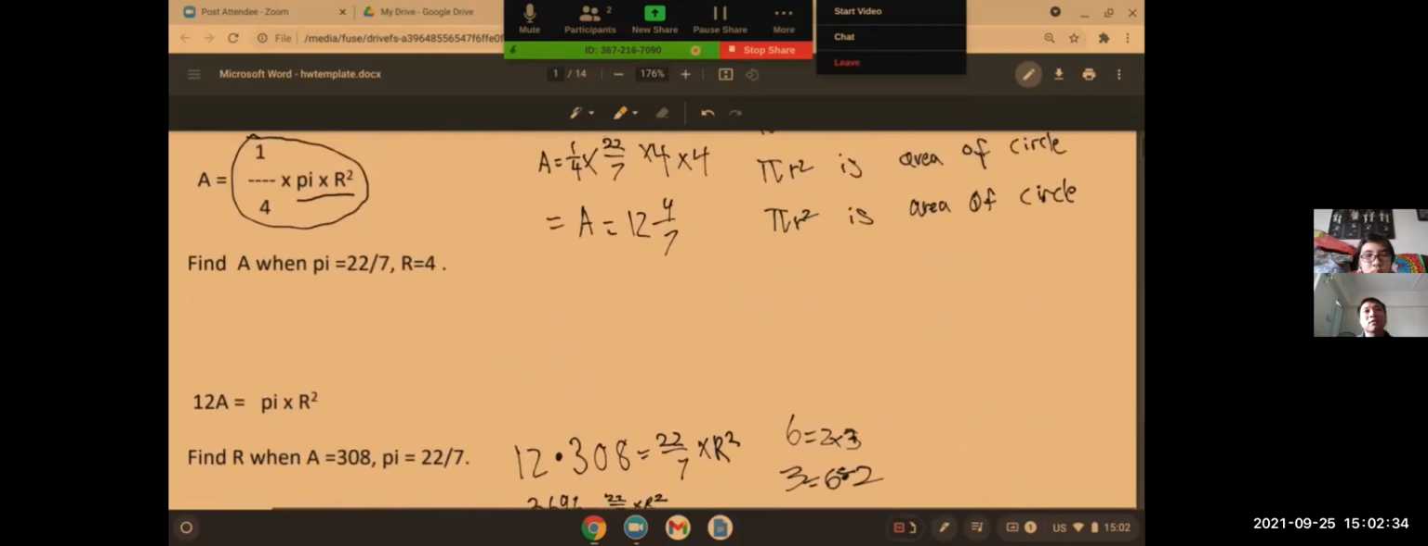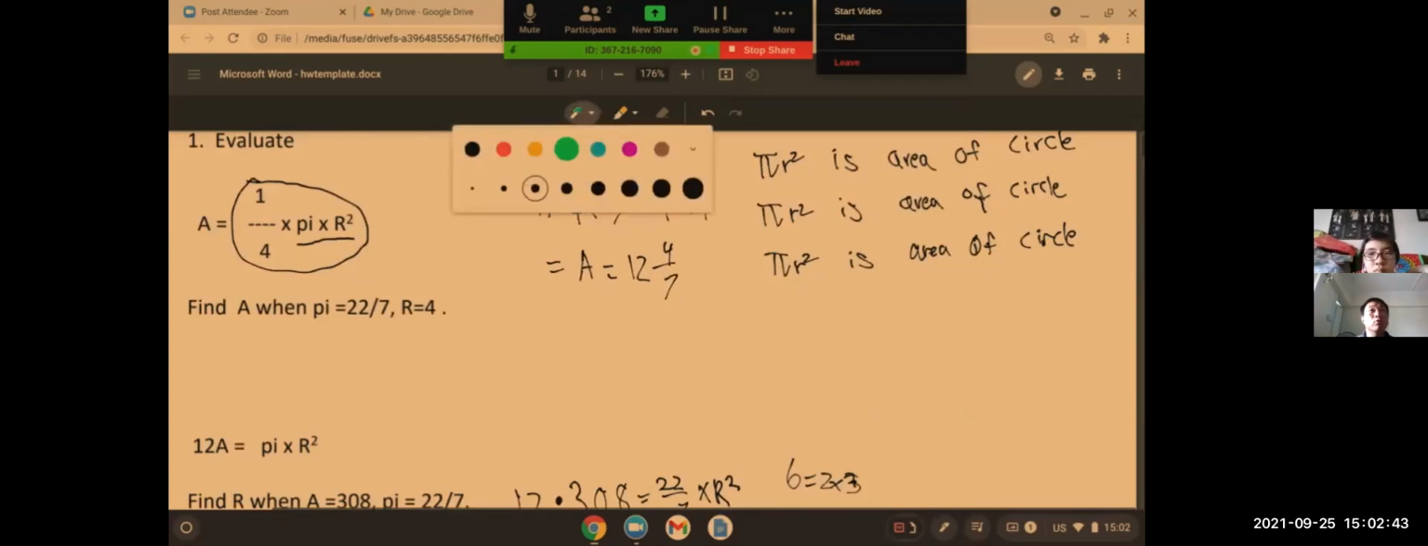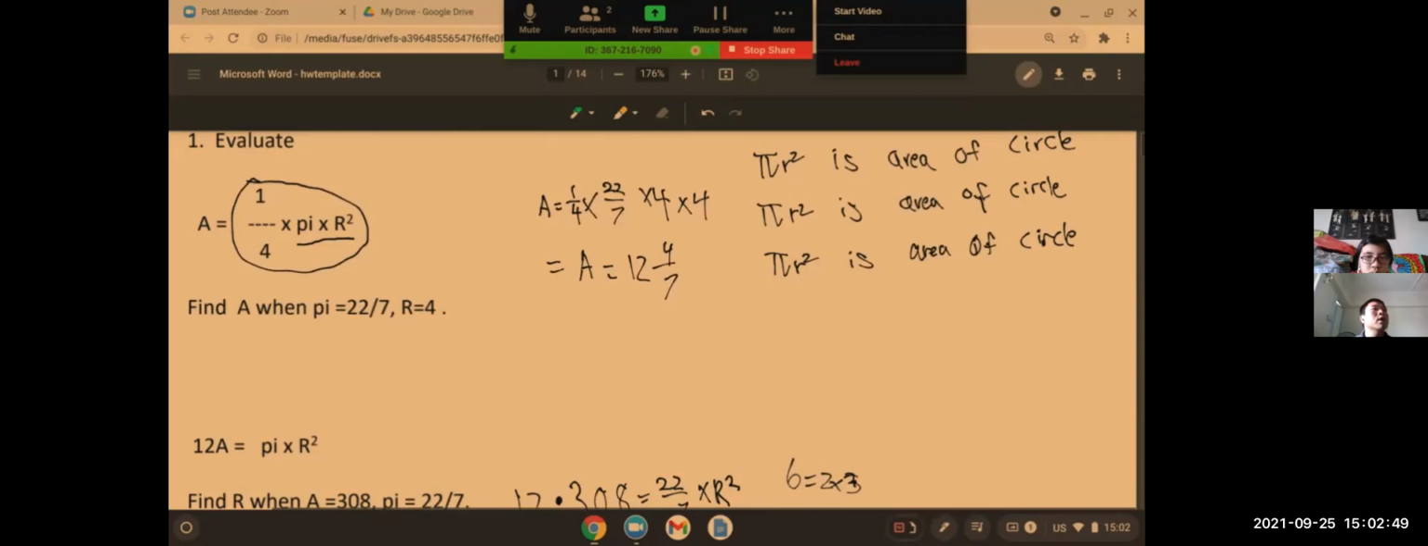Since you use black ink for your homework, when we do our online lesson, please use different colors just to differentiate. Okay, thank you. So look at the question. So what is the question? Find A when. No, I'm talking about what is the question? What the question given is?